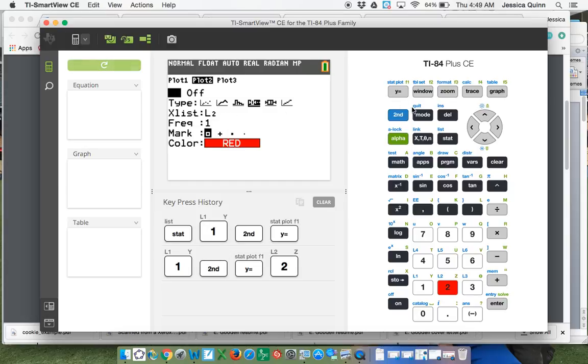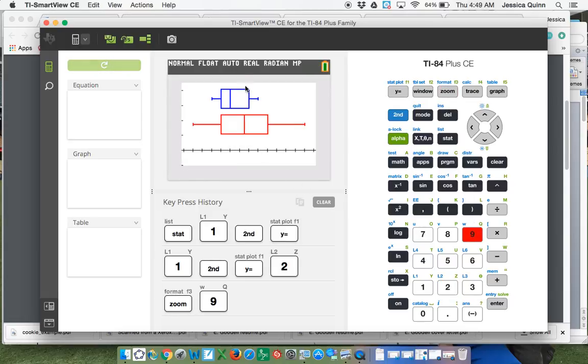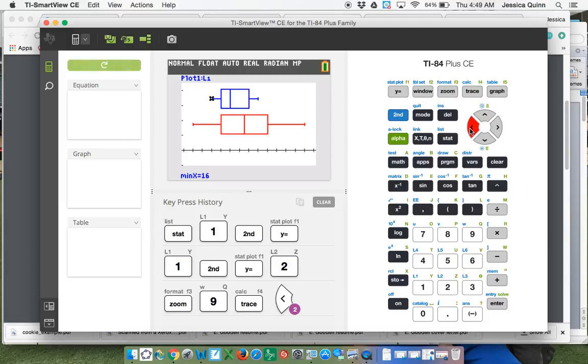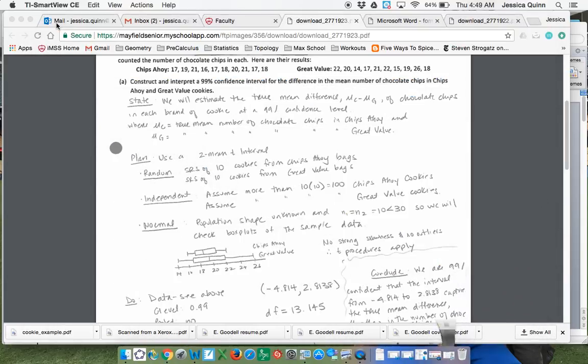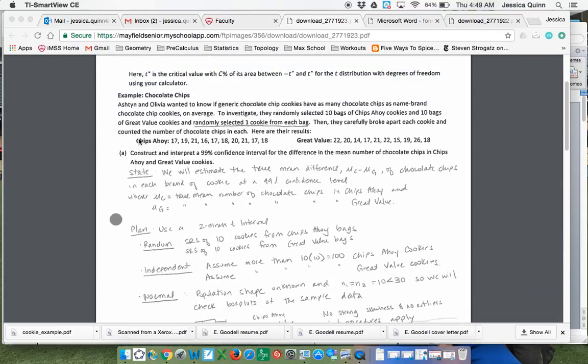So then, when I do zoom 9 to graph them, both of my box plots show up. Okay, and then I can trace and get all the information that I need. And it tells you this one was L1. I didn't do this on here, but it's always a good idea to jot down that for this one I used L1, and for this one I used L2, just to keep yourself straight.